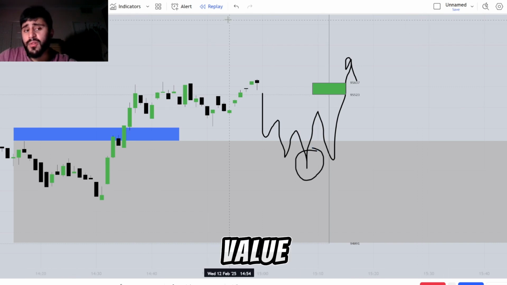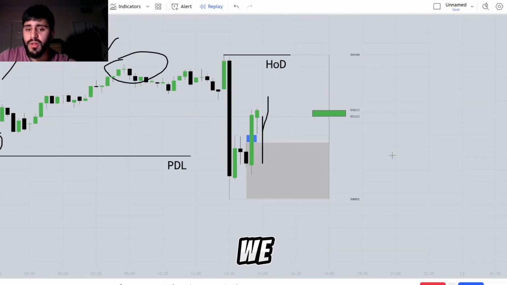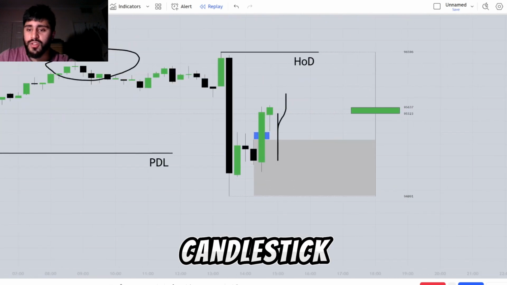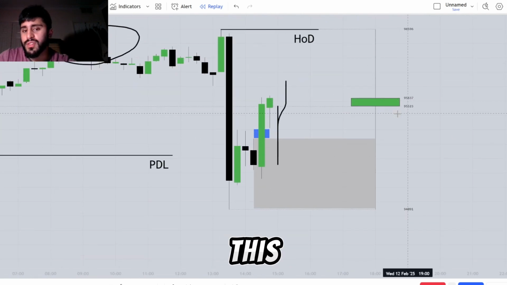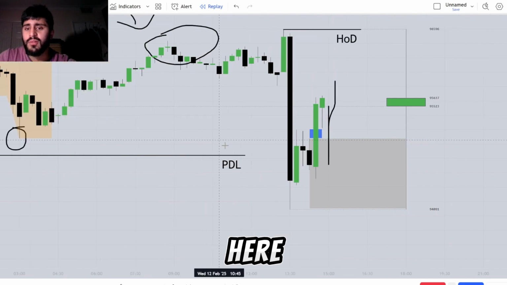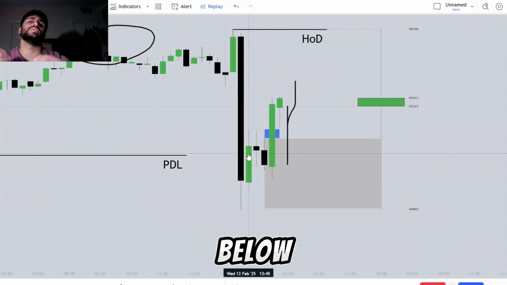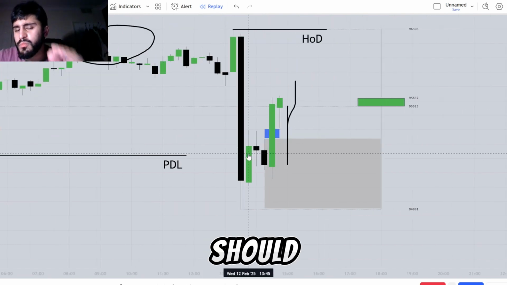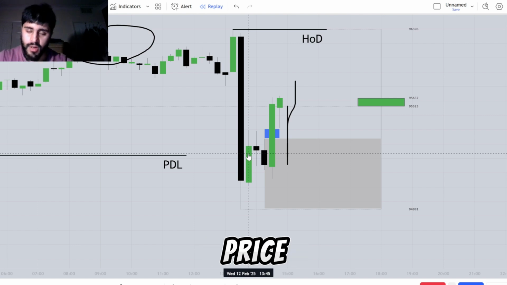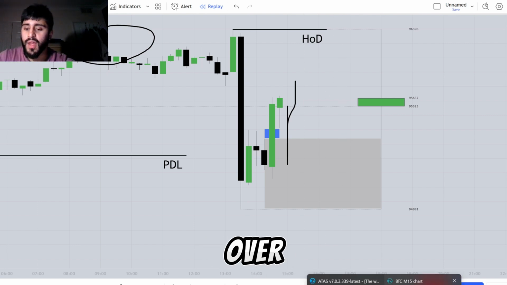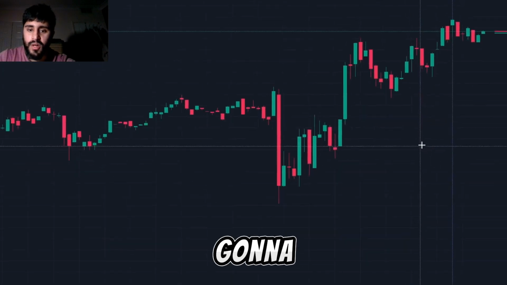Again, what makes this fair value gap high probability is the fact that when we go on to the regular candlestick chart, we can see that price is below this daily opening, right? So the daily opening is over here. Price is securely below the daily opening price, which means we should be looking for buys below the daily opening price. Now from here, we're going to head over to the ATAS platform. We're going to break this down.